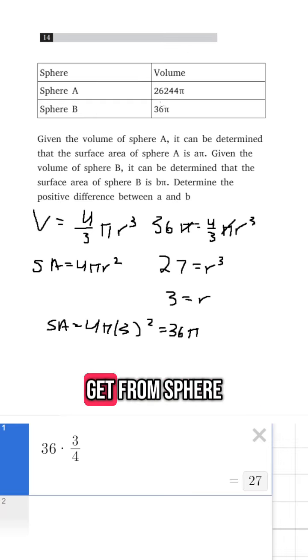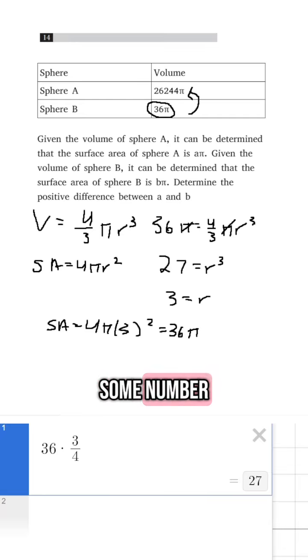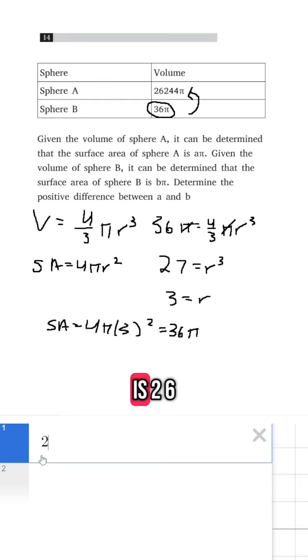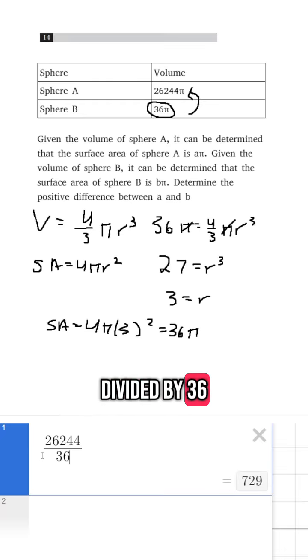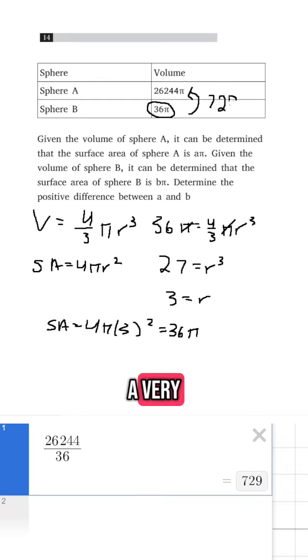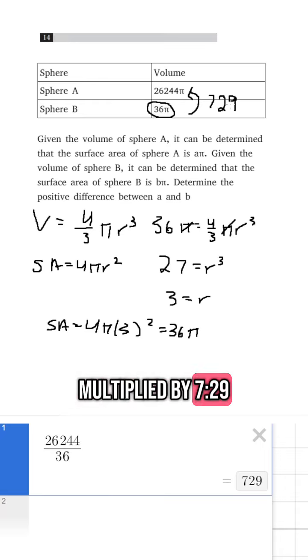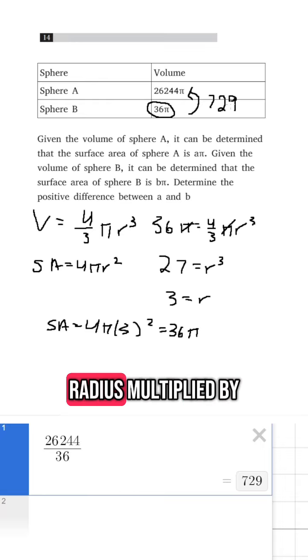that to get from sphere B to sphere A, I multiplied by some number. What is that number? All I have to do is 26244 divided by 36. I multiplied by 729. Now, what I am about to explain is a very, very commonly tested topic, and you need to know this. If the volume multiplied by 729, I can figure out what the radius multiplied by.